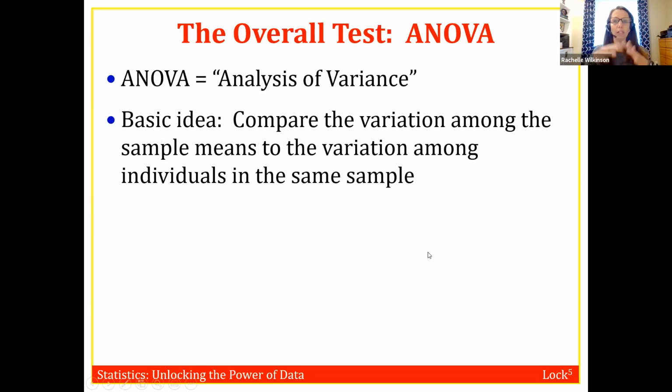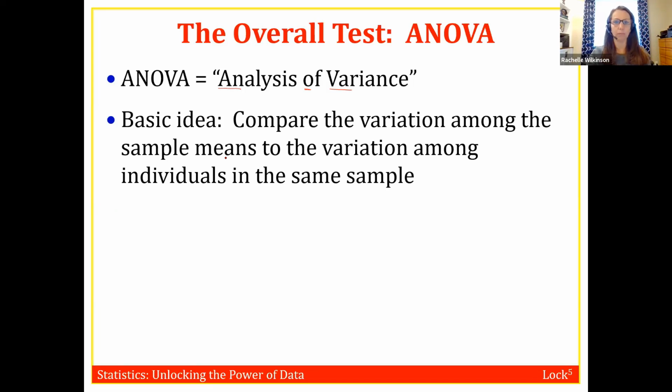So the overall test that we're looking at is called analysis of variance. And we often abbreviate by just calling it ANOVA. So the AN from analysis, O from of, and VA from variance is where that ANOVA comes from. And the basic idea behind analysis of variance is we're going to be comparing variation among the sample means to the variation among individuals in the same sample. So we want to know how different are the means versus how much variation are we seeing just within individuals in the same sample.